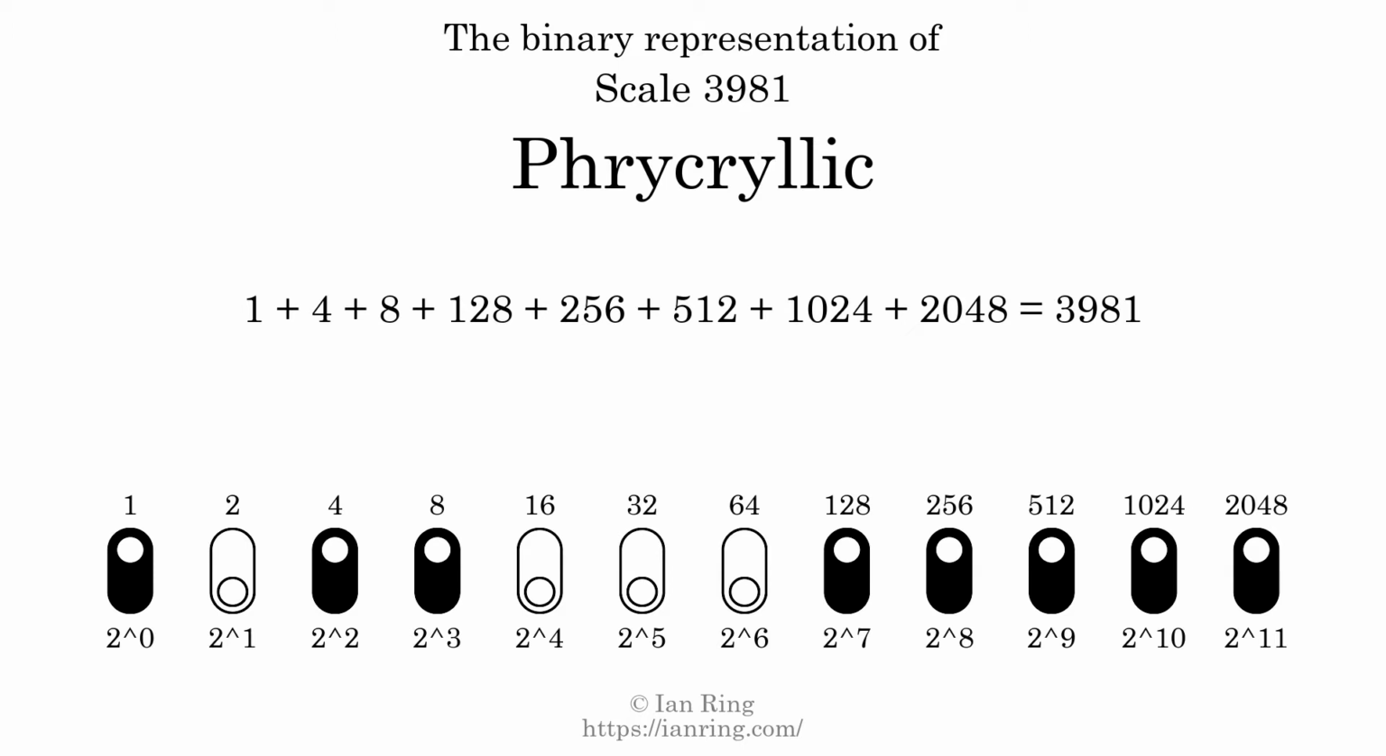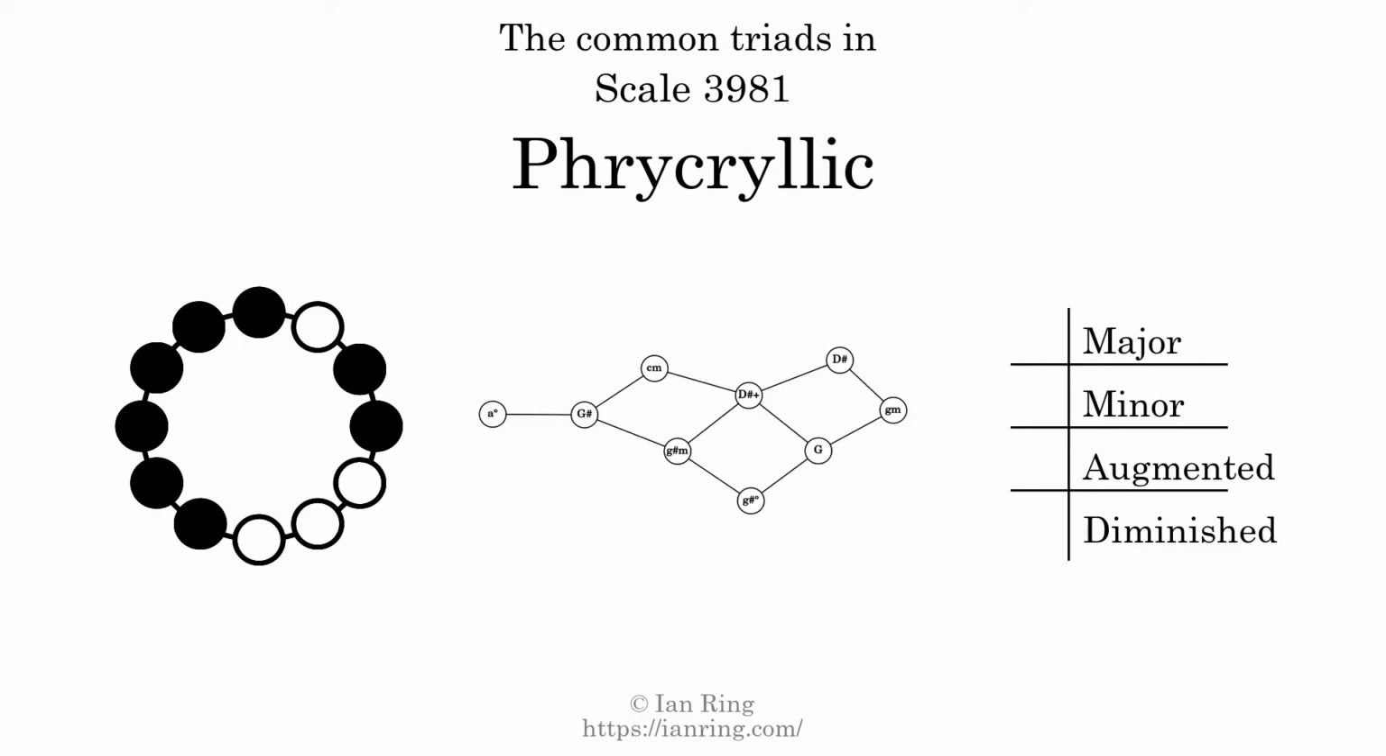3981. The scale number not only enumerates the scale with a unique index, but it also literally describes the tonal content of the scale. Represented as a binary number in base 2, the scale number is 11111001101. Here are the common triads present in this scale.